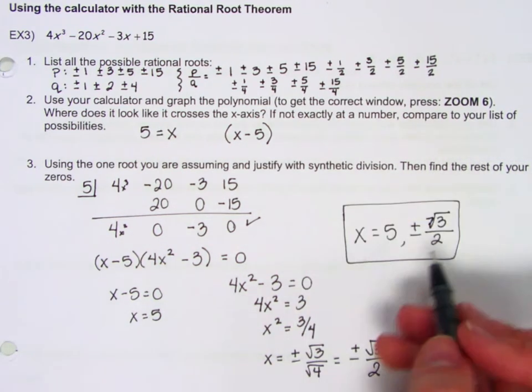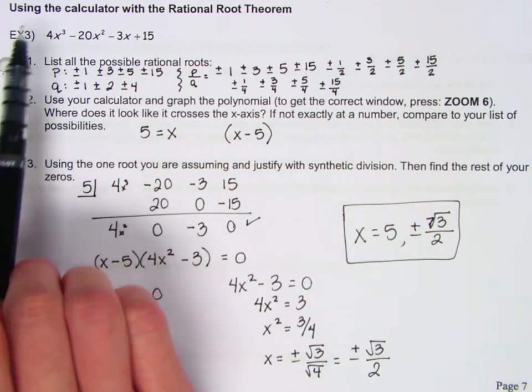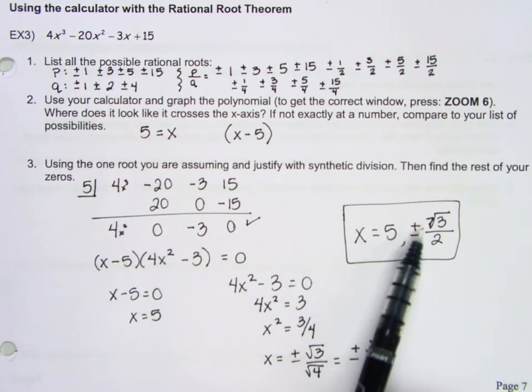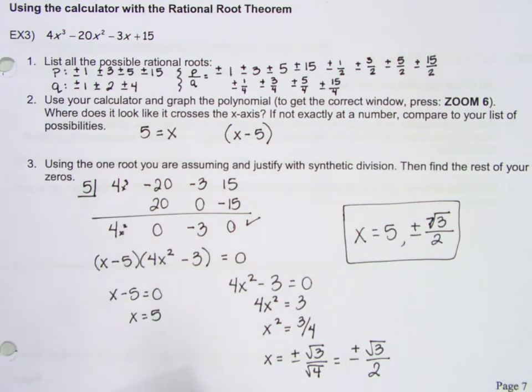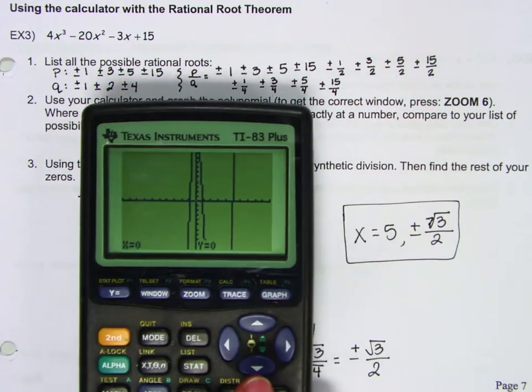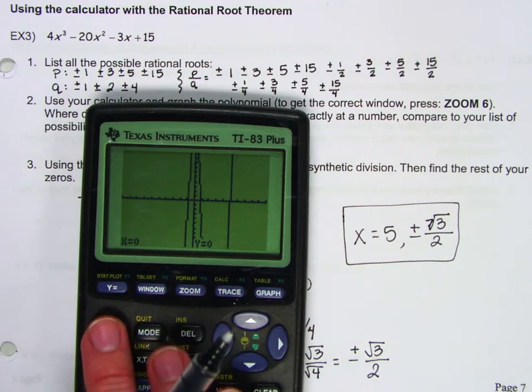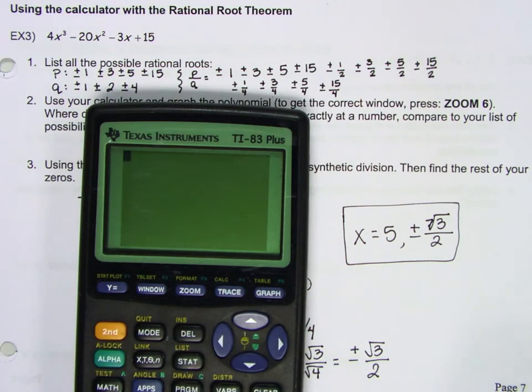If you notice here, we have how many roots? Well, my degree was 3, and I have 1, 2, 3 roots. Because remember, you have the plus radical 3 all over 2, and you have minus radical 3 all over 2. If at any time you wanted to check that value, remember we can always second quit out of this. And then you can type in, what is the square root of 3 divided by 2?